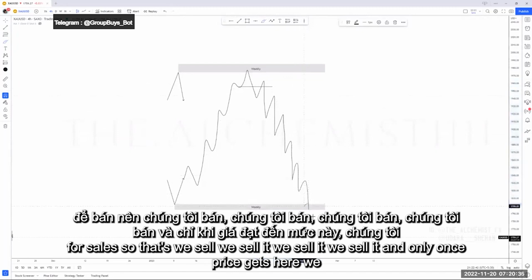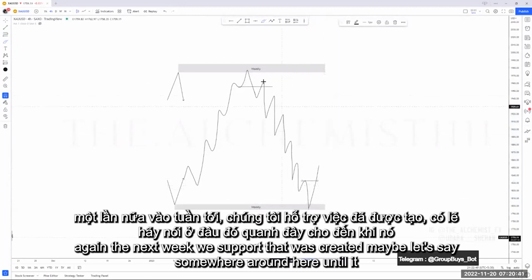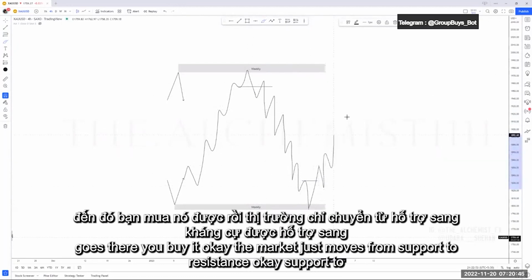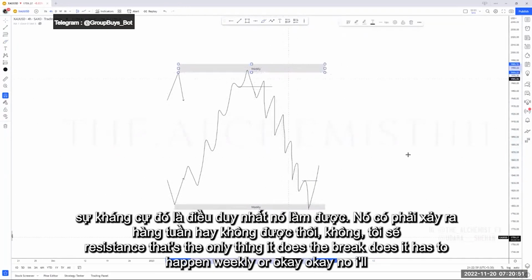And only once price gets here, we monitor price action to see if the market is breaking up once again. So if it breaks once again, the next weekly support that was created, maybe somewhere around here, until it goes there, you buy it. The market just moves from support to resistance. That's the only thing it does.